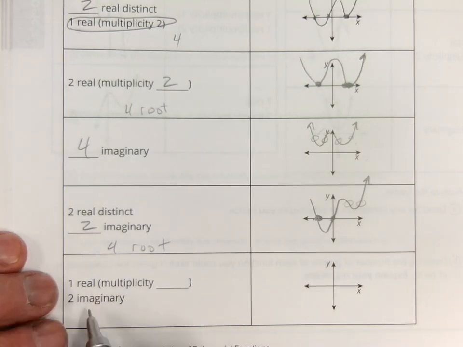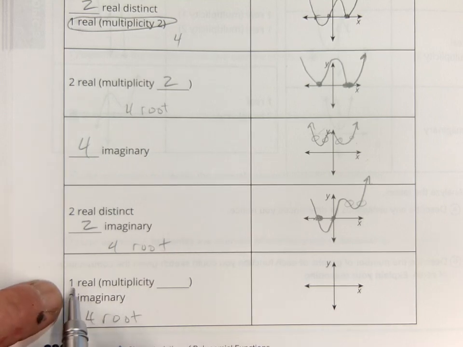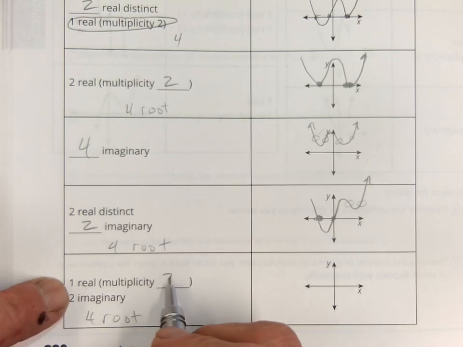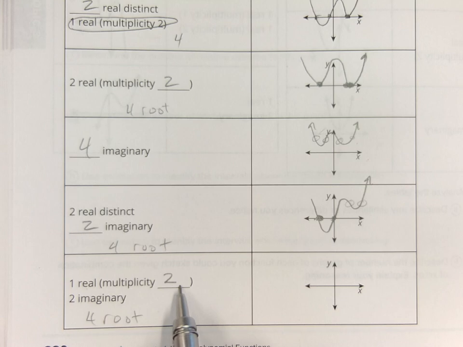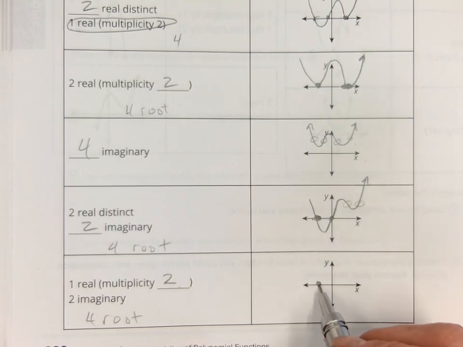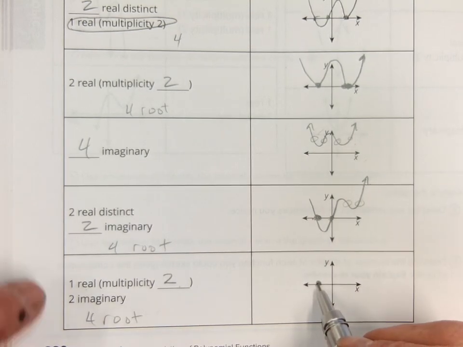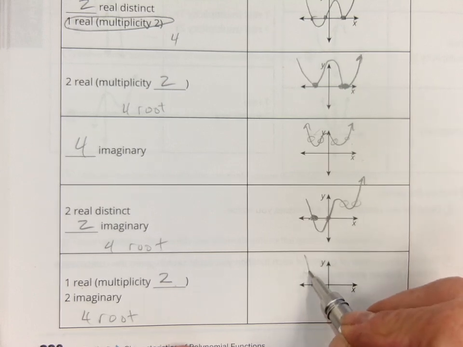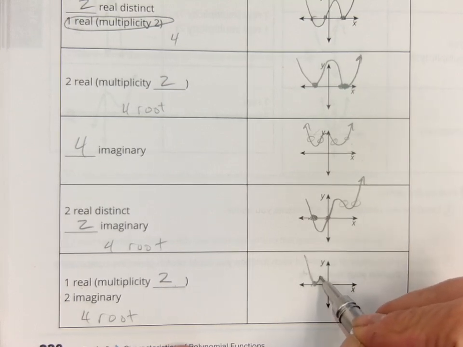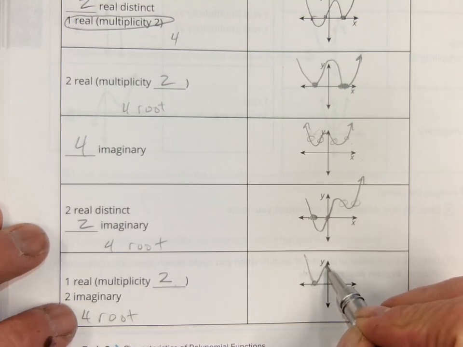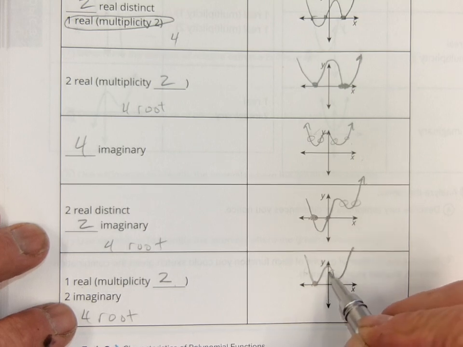Okay, remember there's four roots. So if I'm going to have one real, it's got to have a multiplicity of two. That's where it's the touch and go. So I'm going to have one here, but it's going to hit the same point twice. It goes through it, back up. And then I've got to have a squiggle for my two imaginary like that. Those two would be my imaginary.